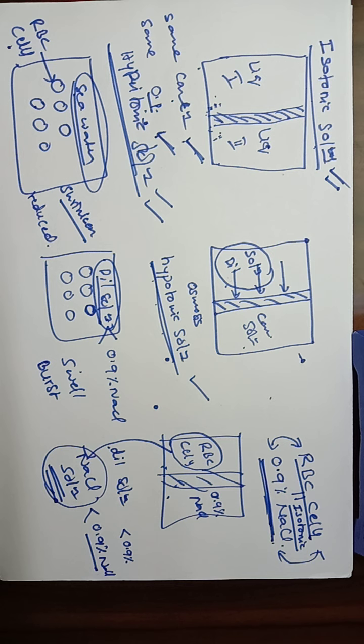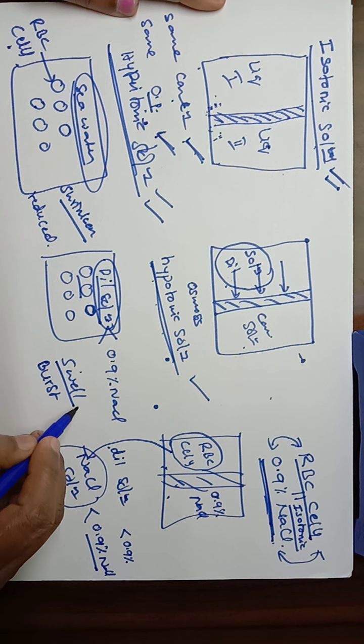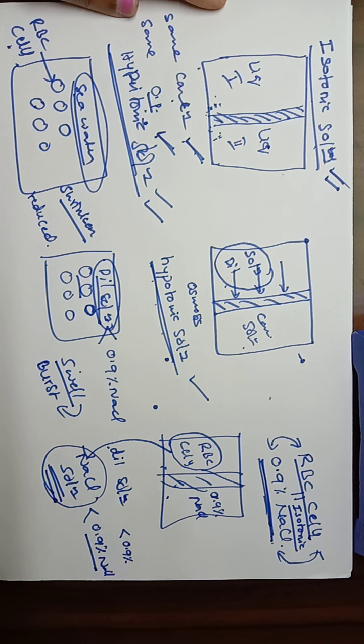In the examination you may get a question like this: what happens when RBC cells are placed in a dilute solution containing a concentration less than 0.9% NaCl? Whenever RBC cells are placed in that kind of solution, the solvent particles move from the dilute solution into the RBC cells, so that the RBC cells get swollen. After swelling, if that process continues, that leads to the burst of the RBC cells.